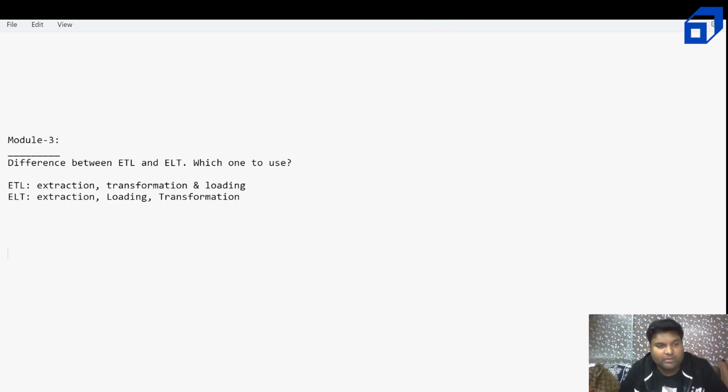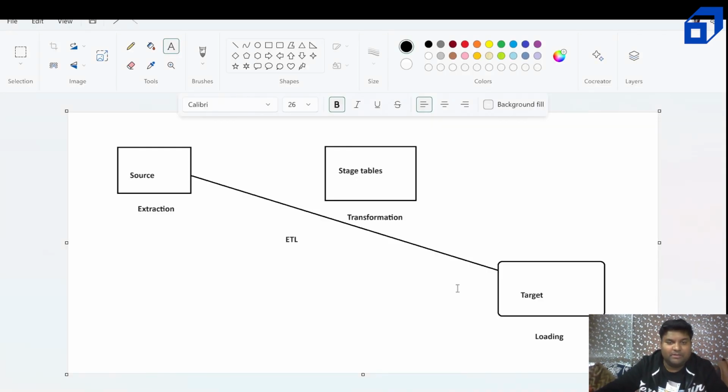Hi all, welcome to Module 3 of Data Engineering. In my previous session, Module 2, we were talking about ETL and ELT. We left off while we were discussing the ETL process. Let me open the diagram again and explain it again.